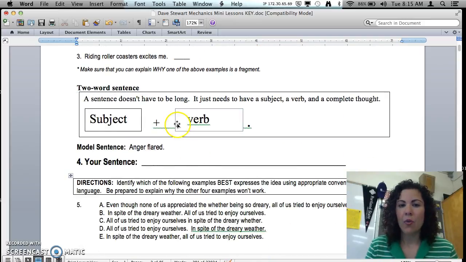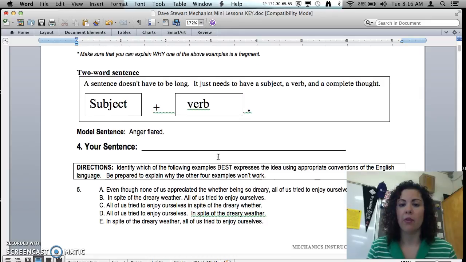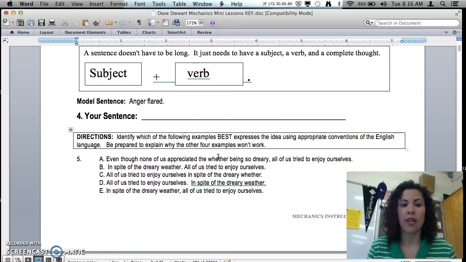So you'll do that there. And then here, which I think is the most important part, it's good to be able to do grammar packets, but it's most important that you're able to write. They're going to ask you to write a specific type of sentence. So I want you to really follow what they're asking you to do here. So a two-word sentence, subject, verb: anger flared. So you're going to want to write, and I know it's difficult, but a two-word sentence is really important, and we'll talk more about why it is important later on when we're doing different types of writing.